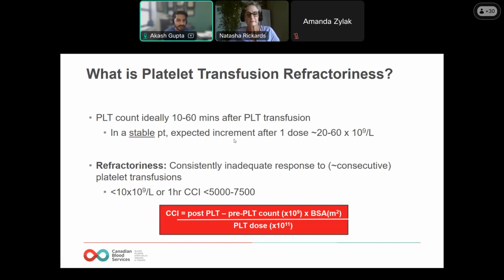The definition of refractoriness depends on what type of calculation you use. In the literature, a lot of manuscripts and studies will use the CCI, the corrected count increment, because it takes into account the platelets in the bag and the body surface of the patient, so some of the factors. Other people will just use an absolute increment of 10 to help delineate whether they suspect that this is a poor increment or not.